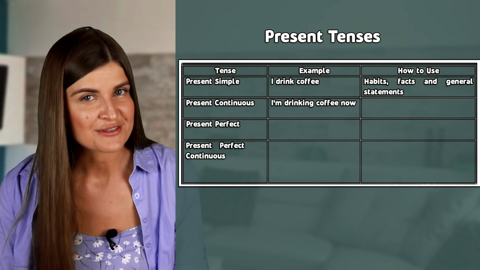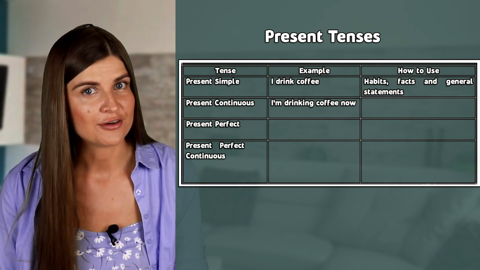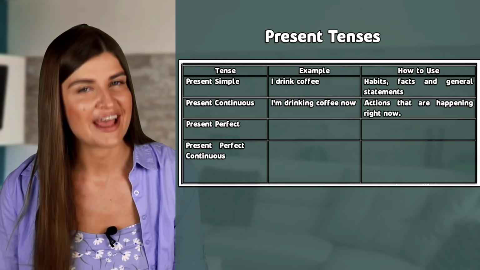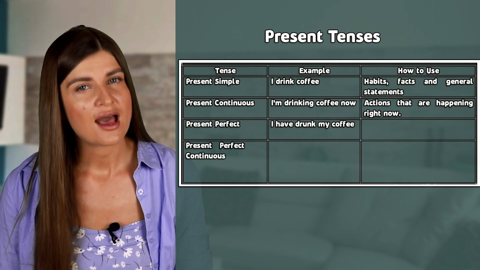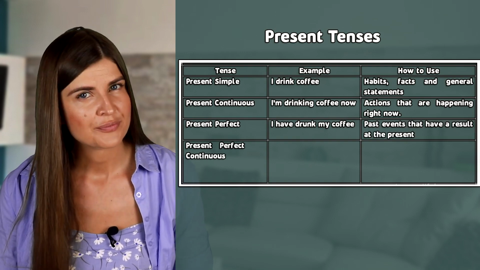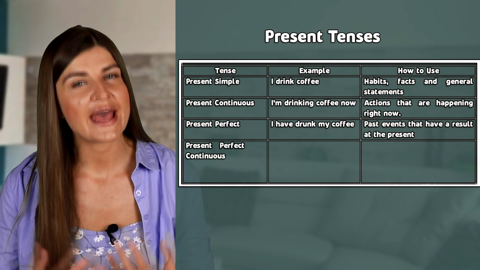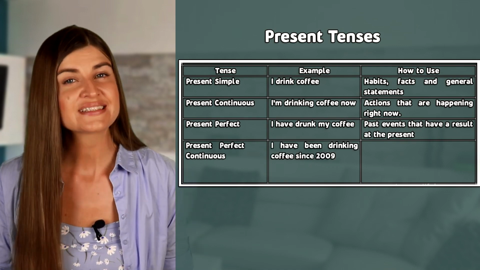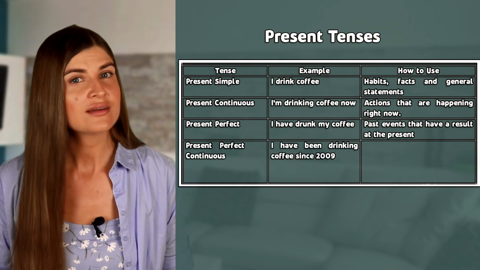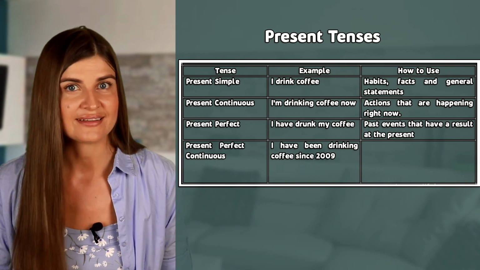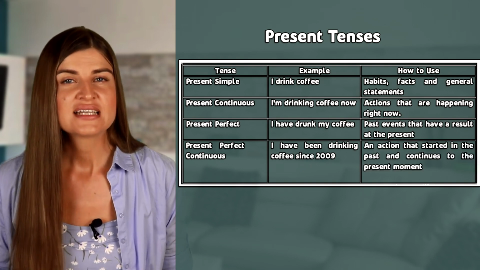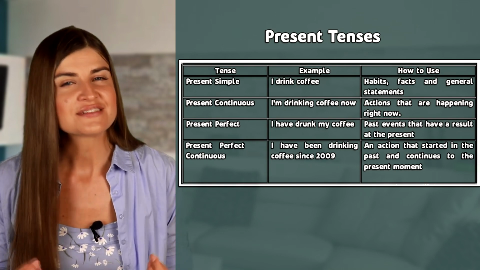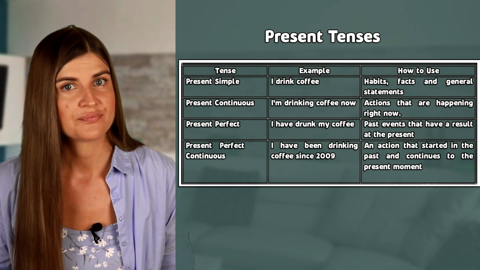The present continuous, I'm drinking coffee now. This tense is used to describe actions that are happening right now. The present perfect, I have drunk my coffee. We use it to talk about past events that have a result at the present. The present perfect continuous, I have been drinking coffee since 2009. This tense is used to describe an action that started in the past and continues to the present moment.